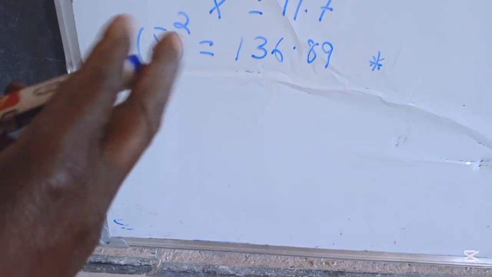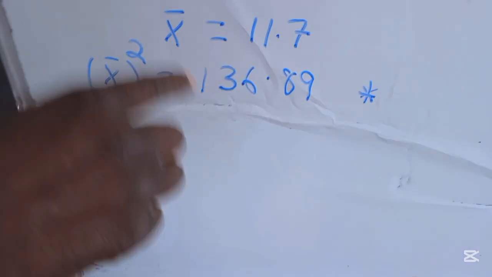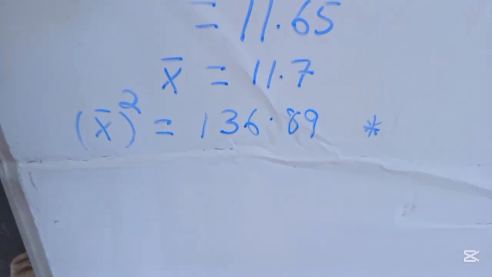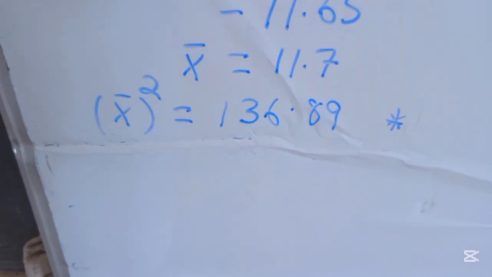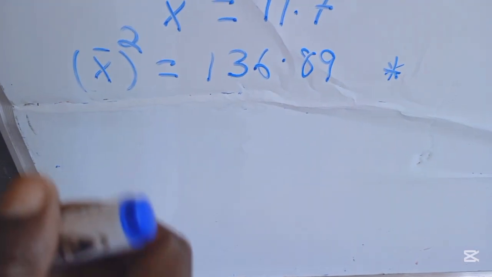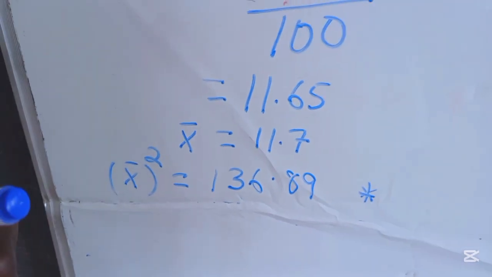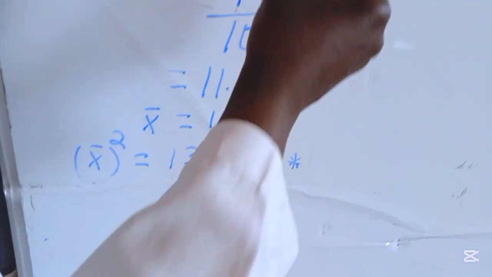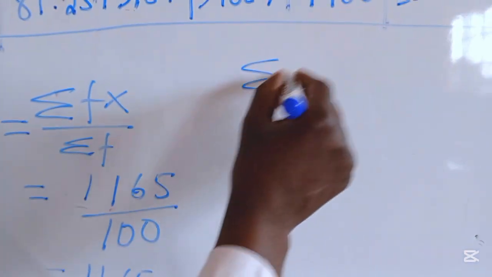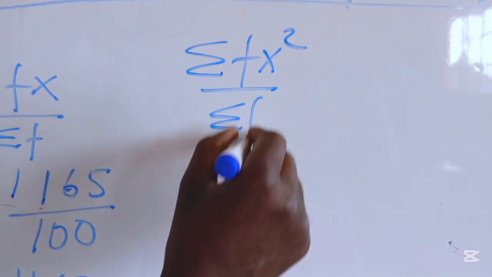Some people would ask me, sir, is it wrong for me when I square this number? Yeah, if you square 11.65, it is very, very wrong. You are going to get a wrong figure. You may end up losing some marks there. So the other part is now to say, okay, let me find the other part, which is the summation of f of x squared over the summation of f.